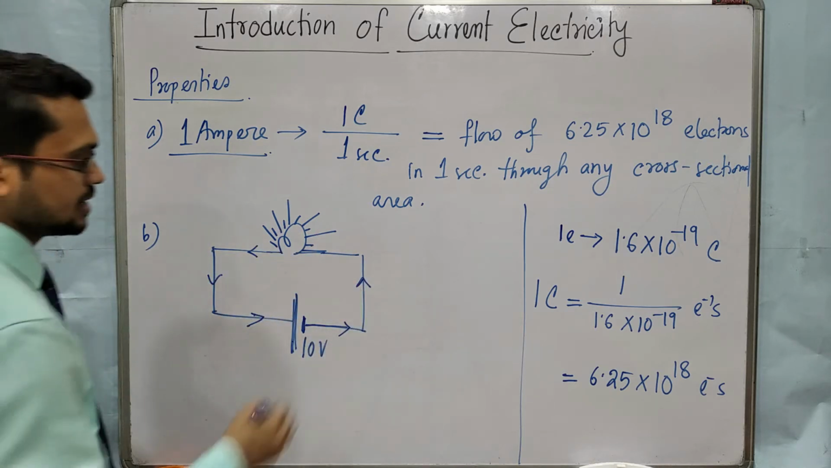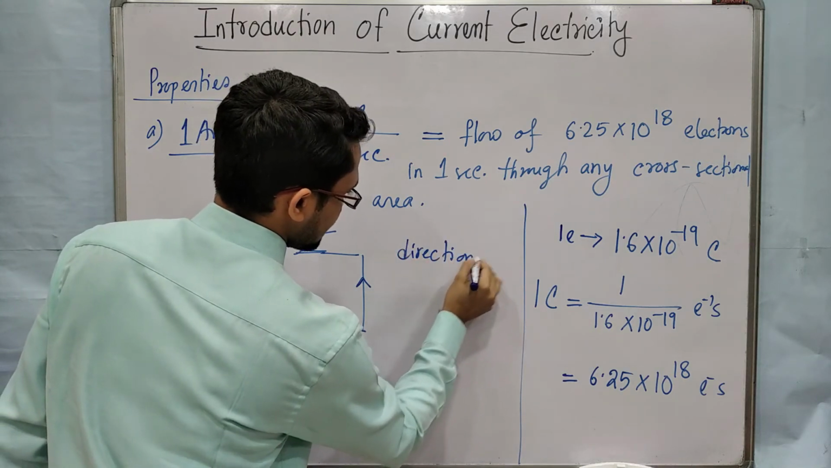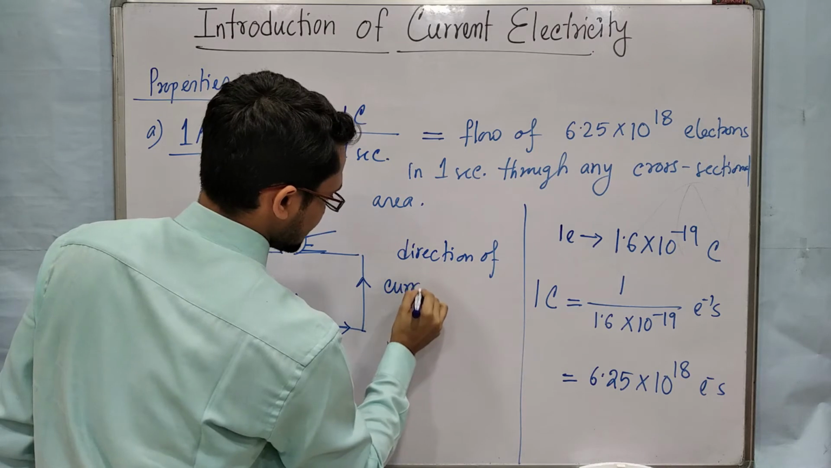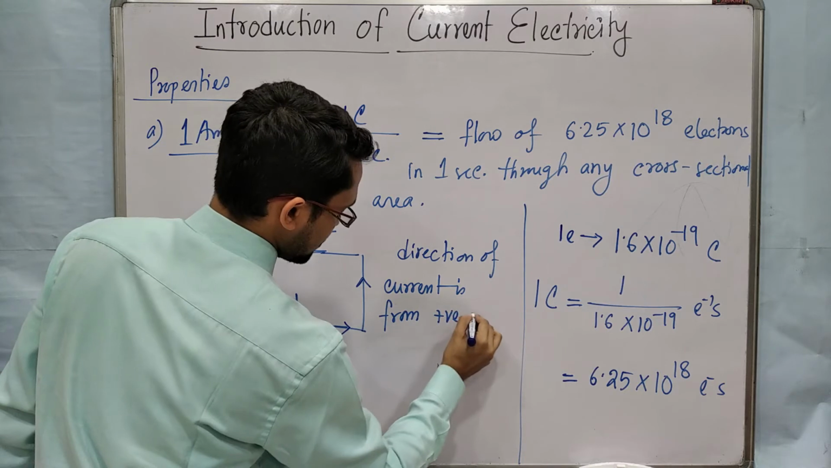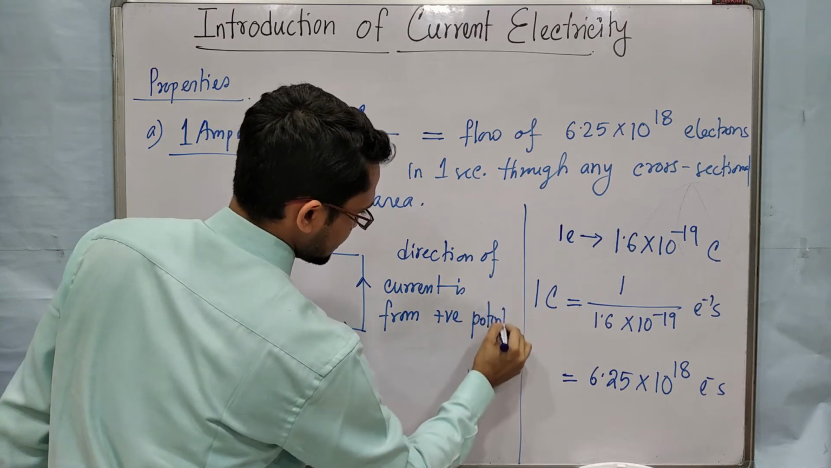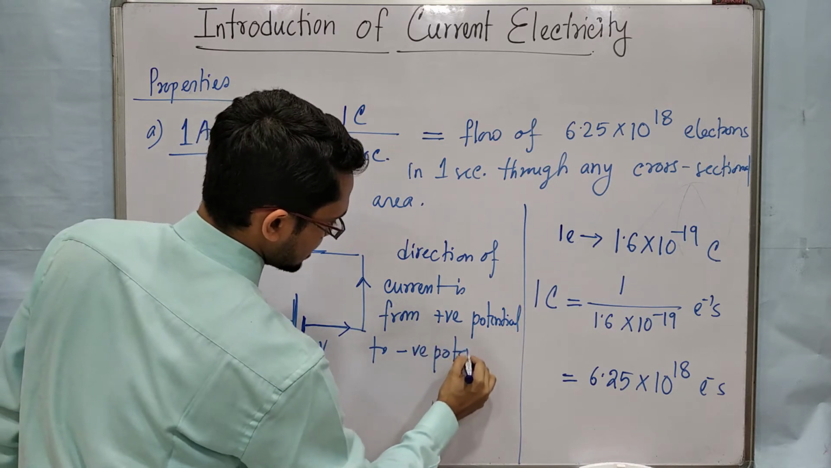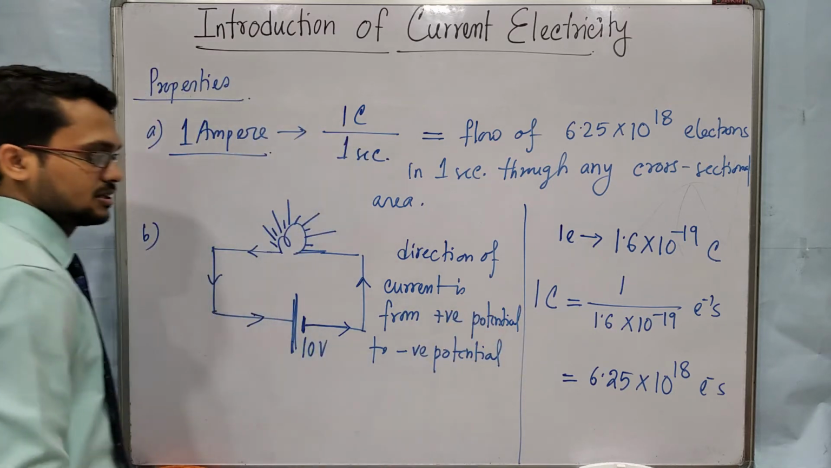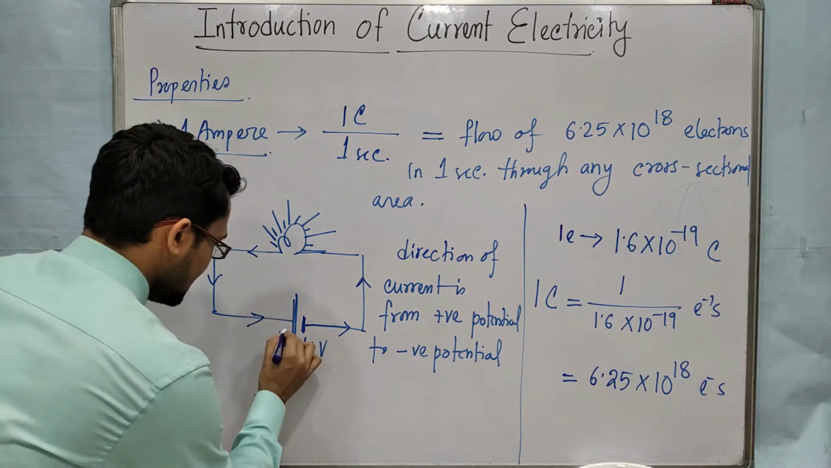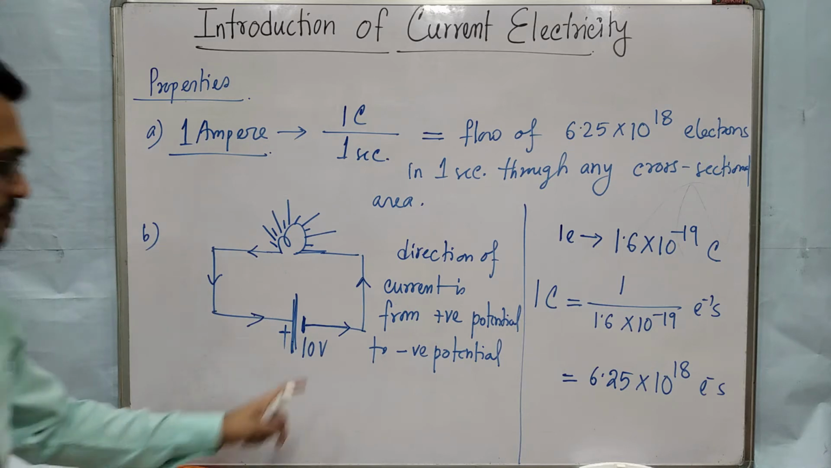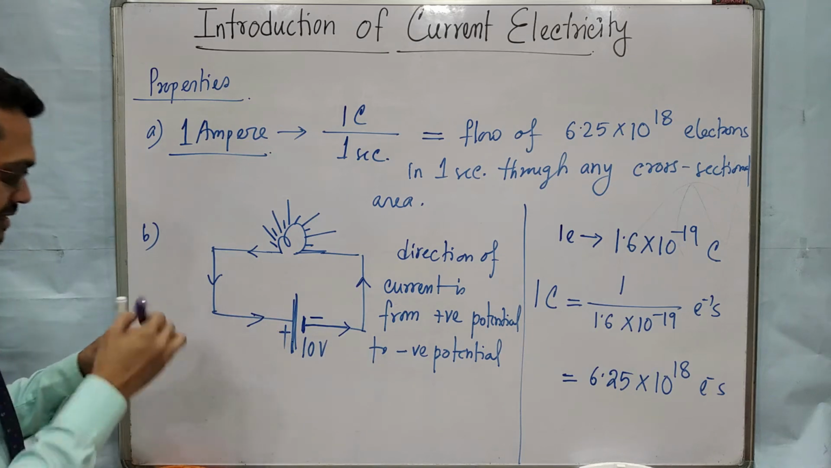And we consider the direction of current. Direction of current is from positive potential to negative potential, or higher potential to lower potential. This big line represents positive potential and the small line represents negative potential, and current flows in this direction.